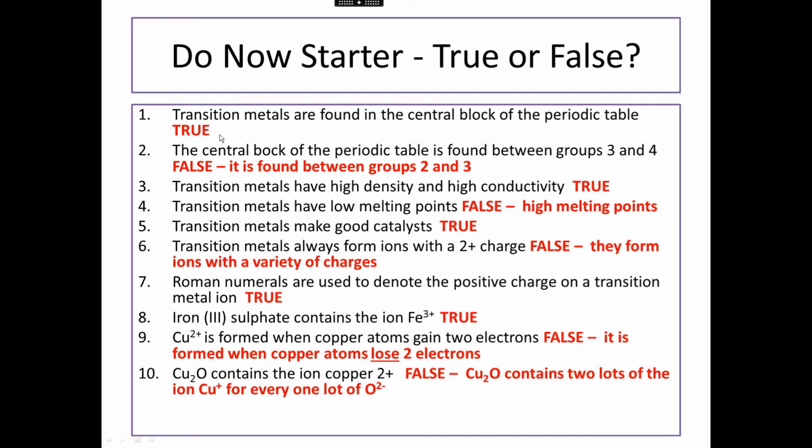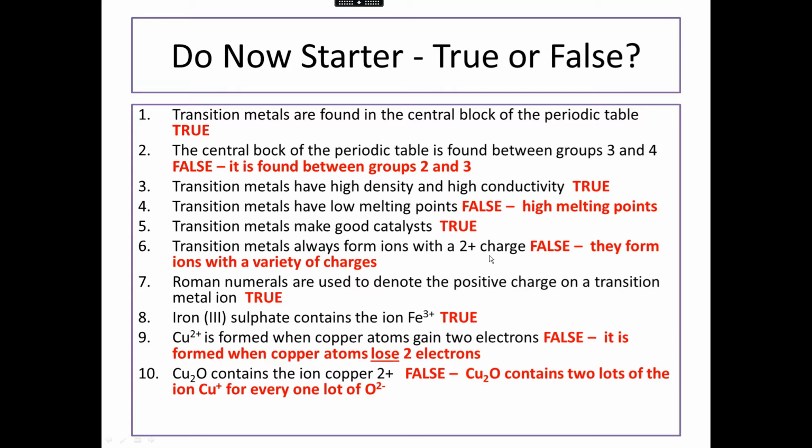Number 1, true. They are found in the central block of the periodic table. Number 2 is false. That central block is actually between groups 2 and 3. Transition metals have high density and high conductivity. True. They have high melting points. Number 4 was false. They make good catalysts.